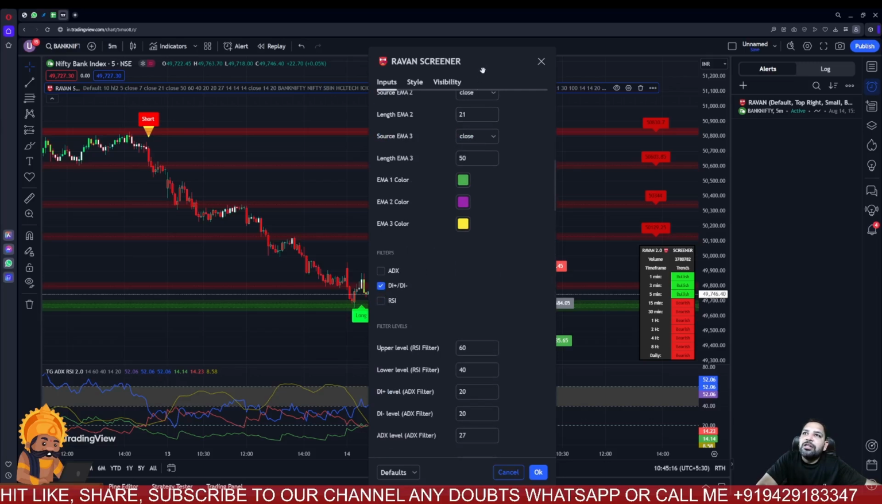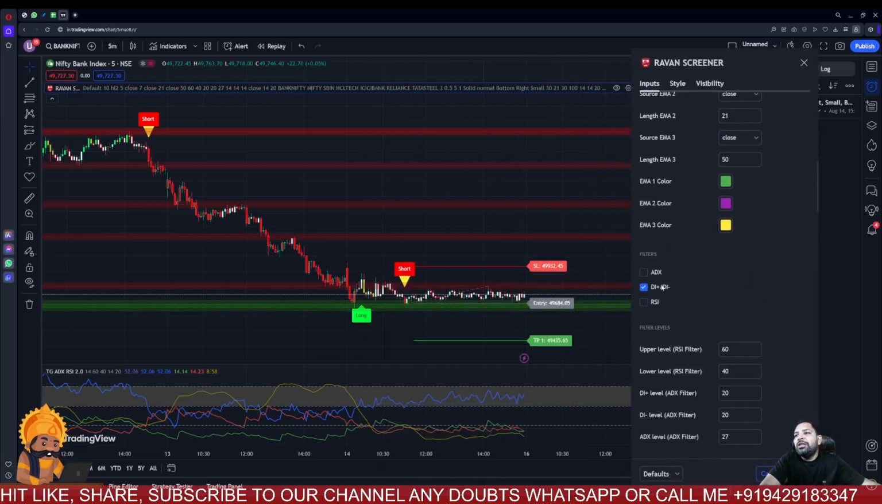I'm just unchecking this RSI option. So what this DI plus DI minus indicates is the buy trend and the sell trend. Whenever the DI plus and DI minus condition is matching, you will get this blue signal. You can see this blue signal. Here is the short signal, the DI minus condition has matched. Here the DI plus condition has matched, but the RSI condition was not matching. So you do not have to enter in that specific trade, right?